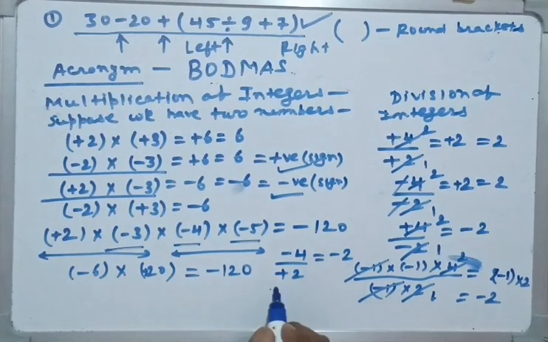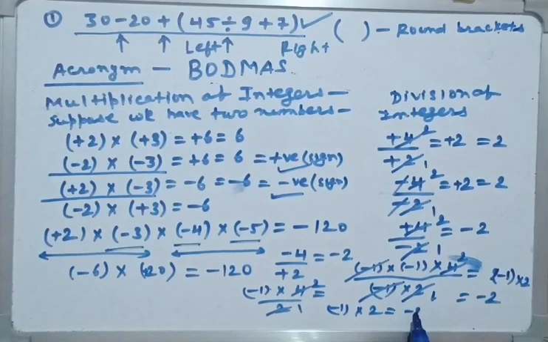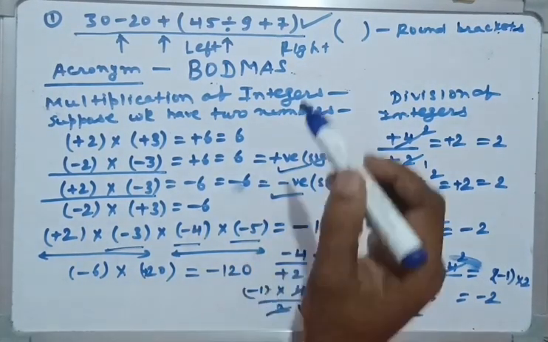Okay guys, you can write this like this. So 1, 2, or you can write it as minus 1 into 2, then the answer is minus 2. Okay guys, so this is all about multiplication and division of integers. Now we solve our problem, this one.